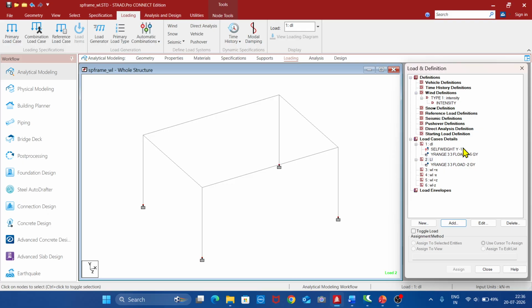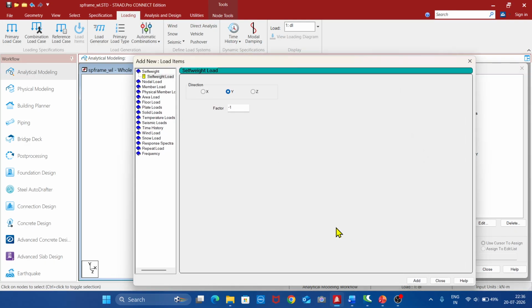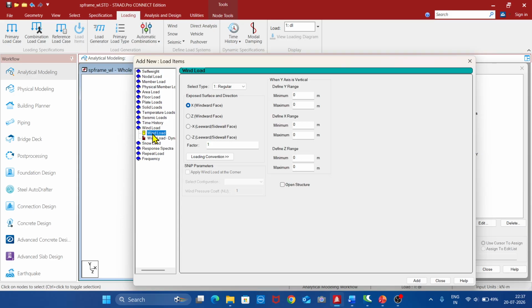So let us do one by one. Click wind along positive X, click add. So wind load, here we click wind load. So actually wind load passing the X direction, so windward side, and this is leeward side, -X is leeward side. And when wind acts along windward or leeward side, the other two sides should be treated as side wall phase.